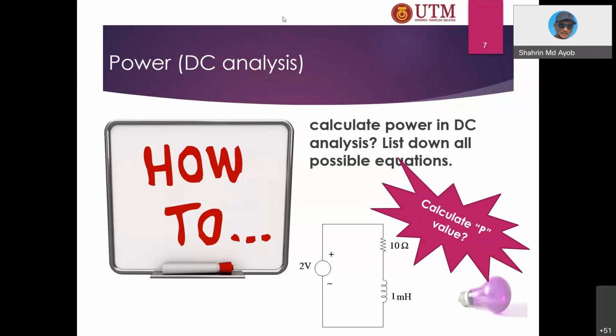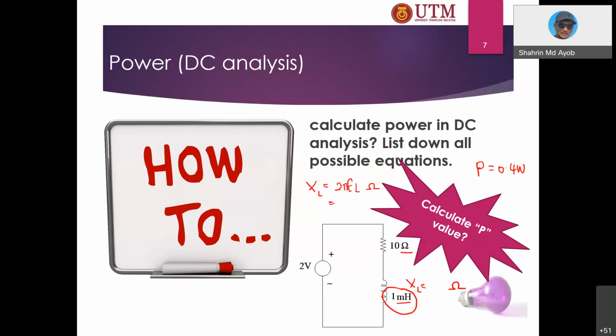Okay, so 0.4 watt. The answer is correct, 0.4 watt. Why? Because you need to convert this 1 millihenry into reactance. You cannot solve this circuit using different units. This is ohm, this is millihenry. So you need to convert 1 millihenry into reactance, which has a value in ohm, because we know the reactance of the inductor is X = 2πfL, and the unit is ohm.